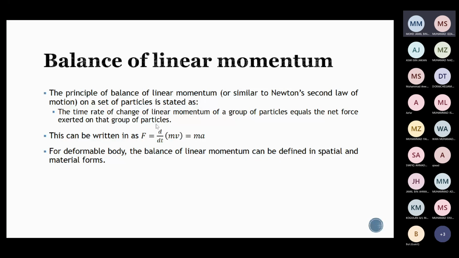So this can be written generally as F equals d/dt of mv. So mv is momentum, or equals ma. So for a deformable body, the balance of linear momentum can also be defined in spatial and material form.